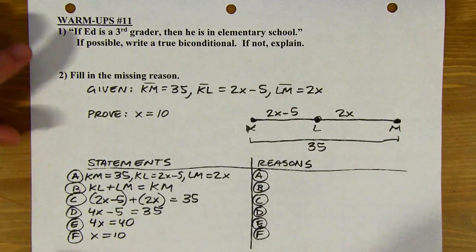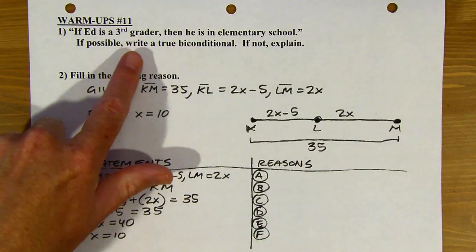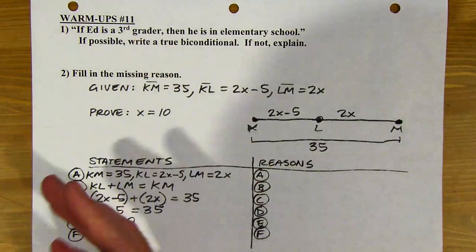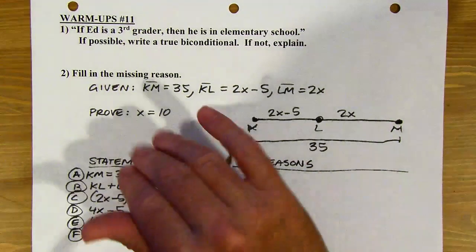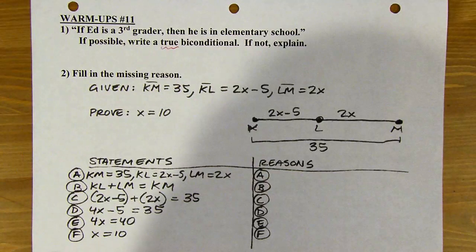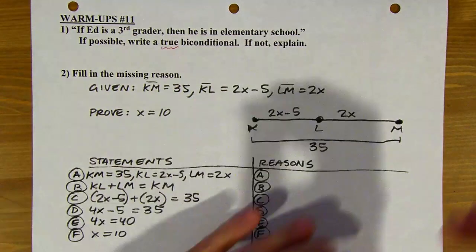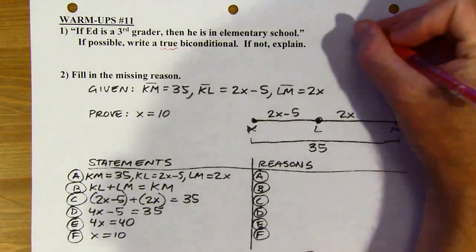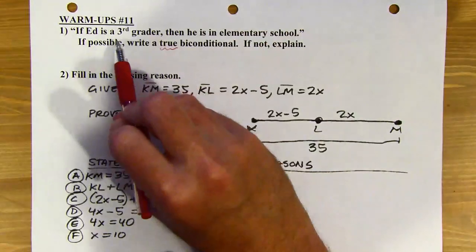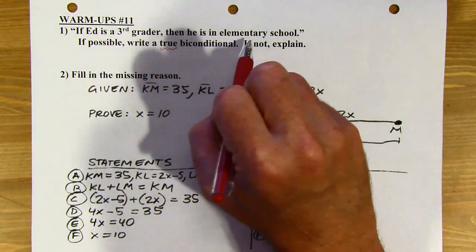So if this works, it would say something like Ed is a third grader if and only if he is in elementary school. Now I could write that and it would be a biconditional, but in order for it to be a true biconditional, I need two things to happen. I need the original conditional to be true, and then I need the converse to be true. So let's look at this original.